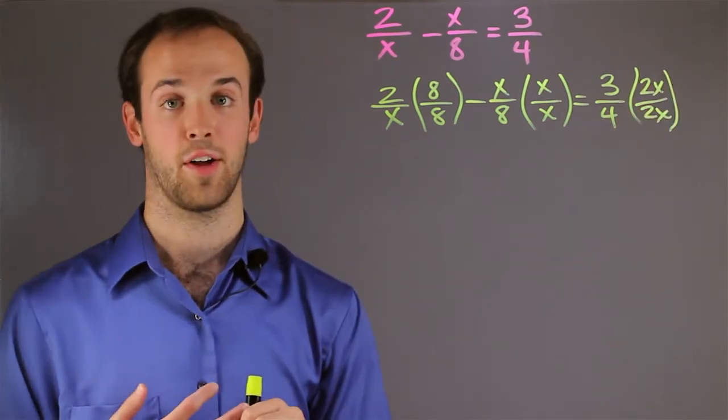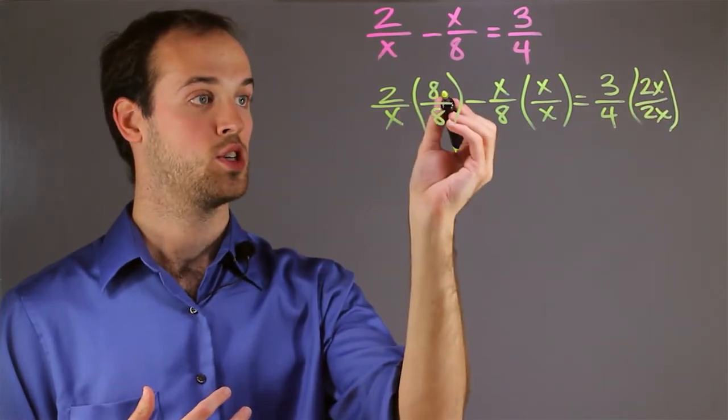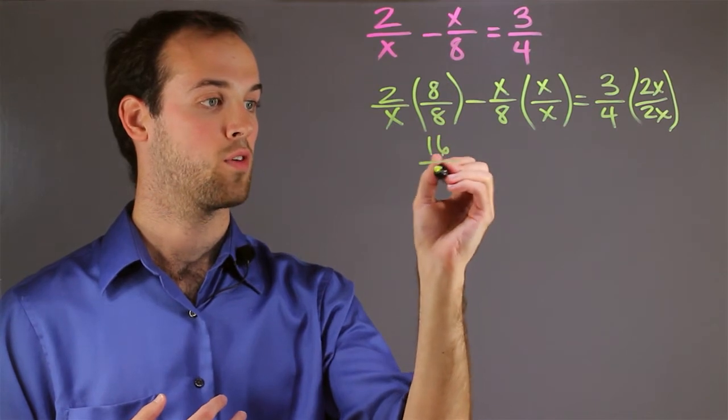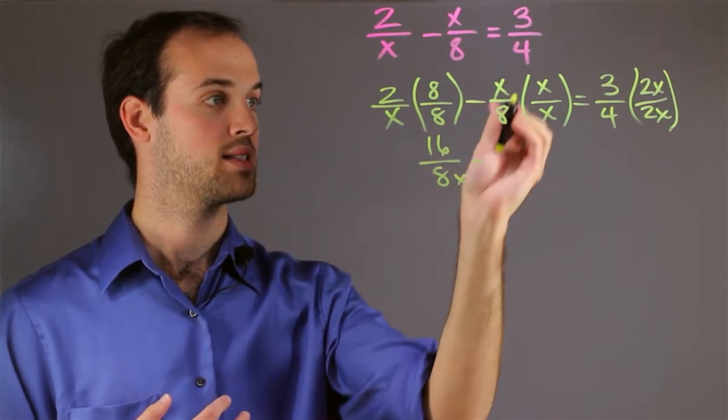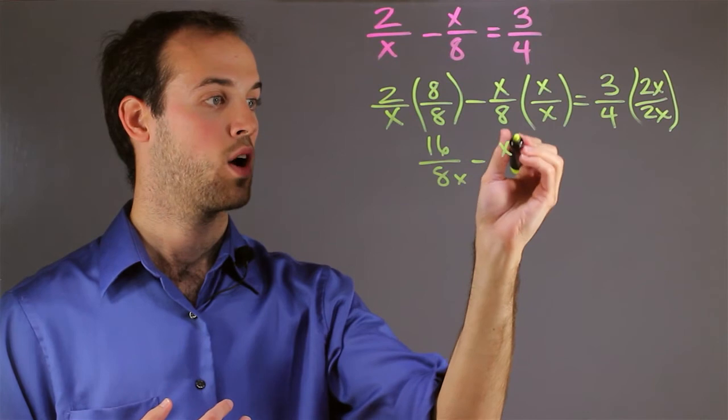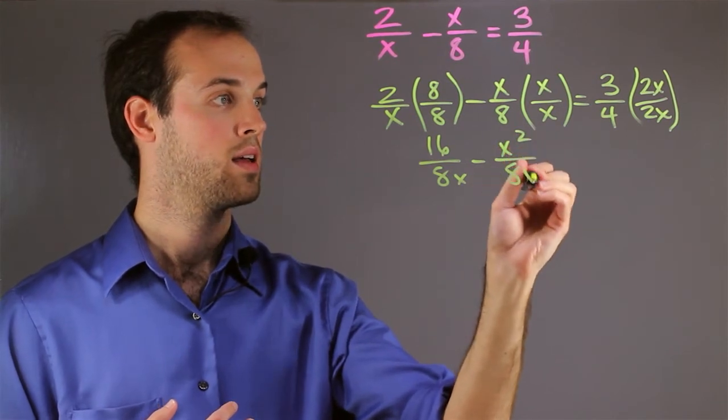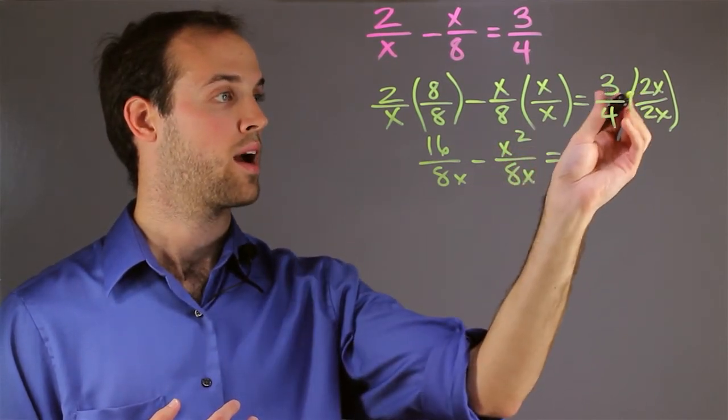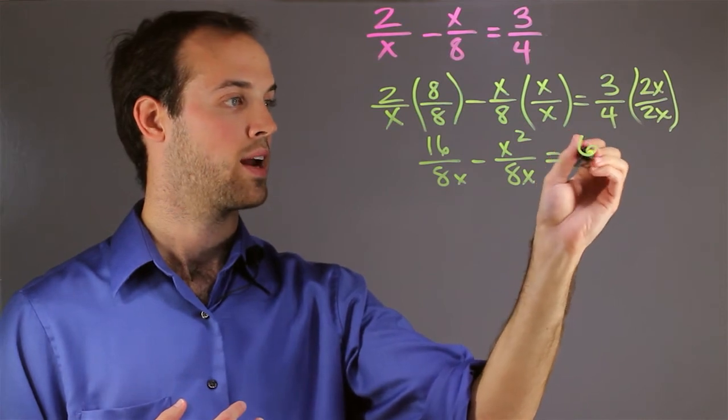And then I just want to carry out the multiplication. I have 2 times 8 is 16 over 8x minus x squared over 8x. And up top here I have 6x over 8x.